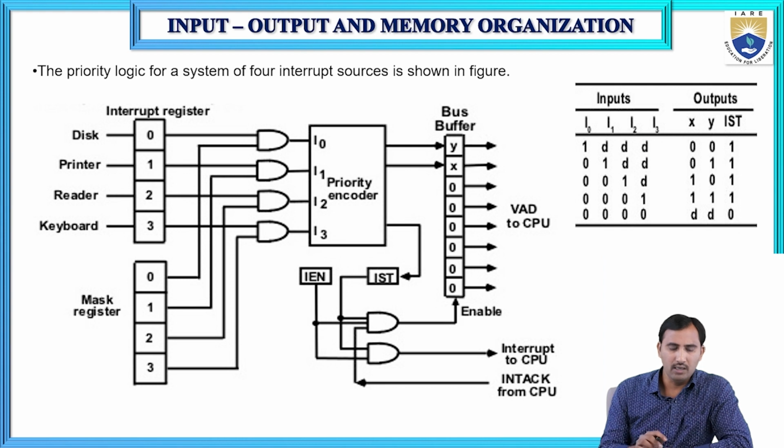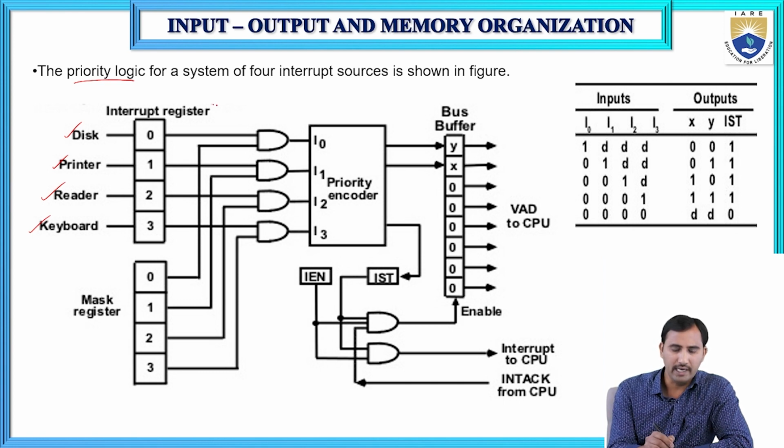So this is a priority logic for a system of four interrupt sources. Here the interrupts are generated by several input or output devices. In this scenario, we are assuming four such devices. The first device is a disk, next printer, reader, keyboard. These are various input or output devices, and they generate interrupts to the processor to be serviced.